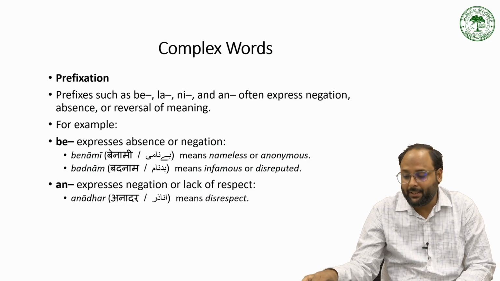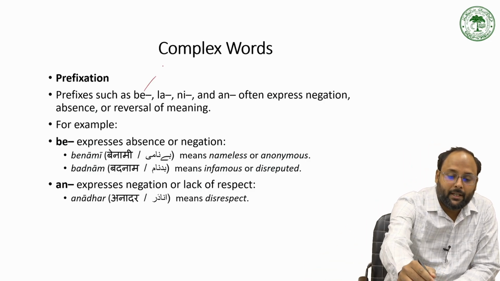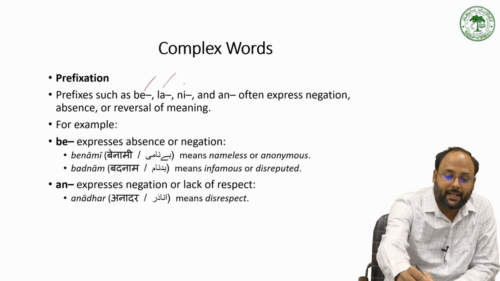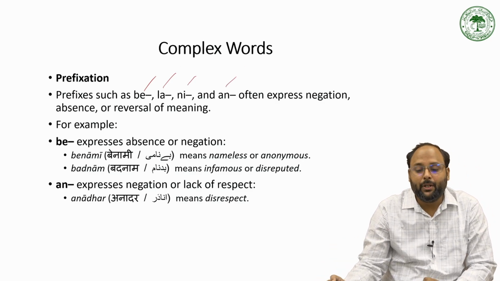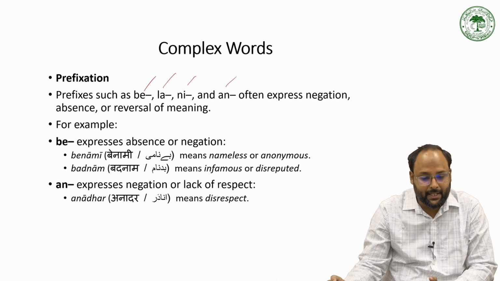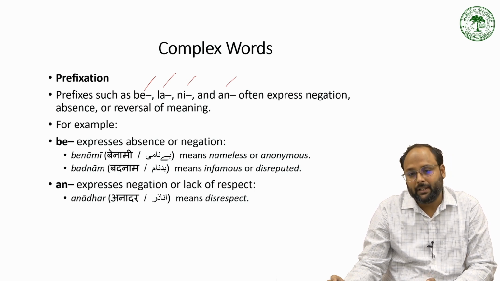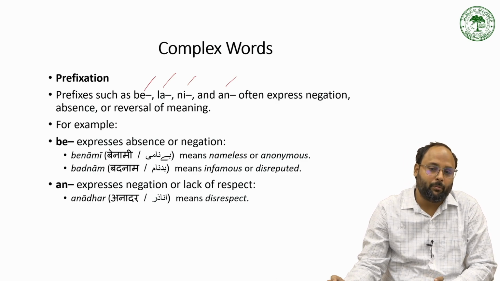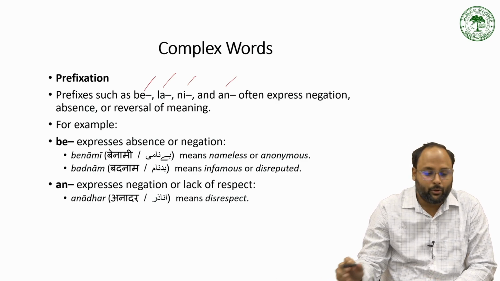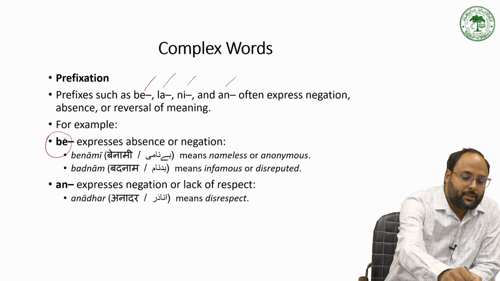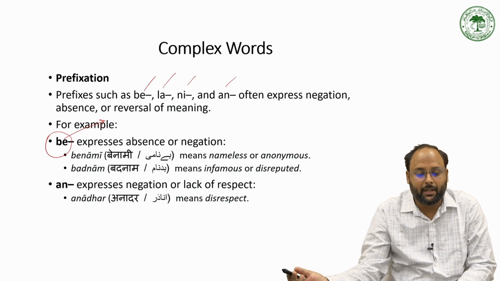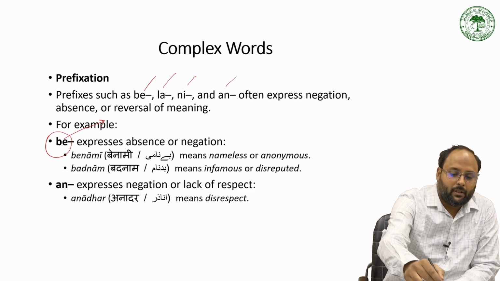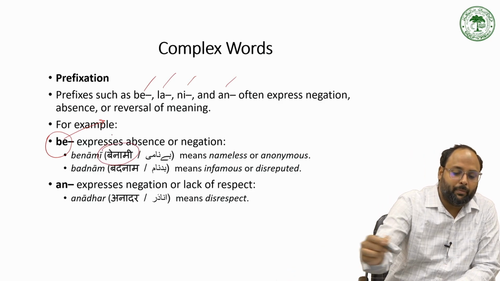In Urdu Hindi, we have prefixes like be, la, ni, and an. They often give the meaning of negation, absence, or reversal of meaning. So that is the process for the formation of complex words. We have the word be, which is a prefix, and you can add it to many free morphemes, like beiman or benami.